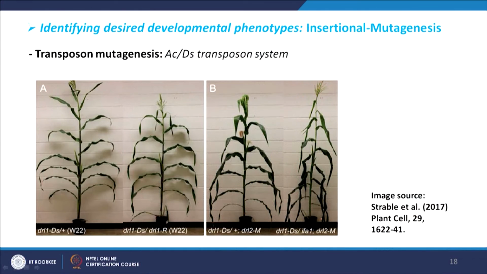See the example here. Using this approach, some mutants have been generated in maize plants. If you look at the wild type plants, and these mutants, the leaves are not looking normal, this is more of a drooping leaf, they are falling off.